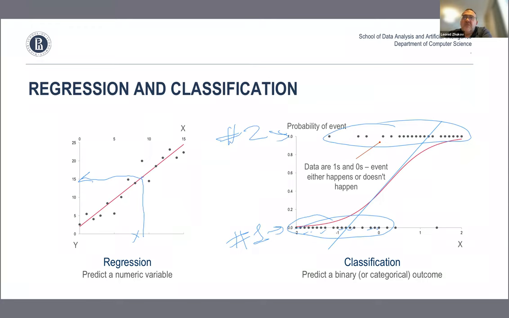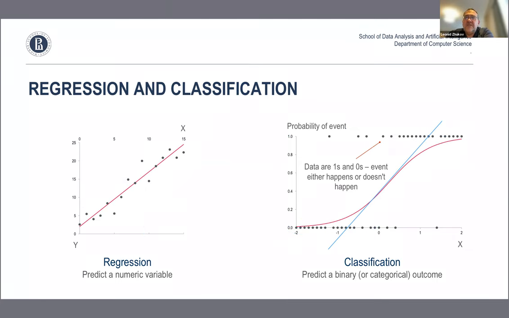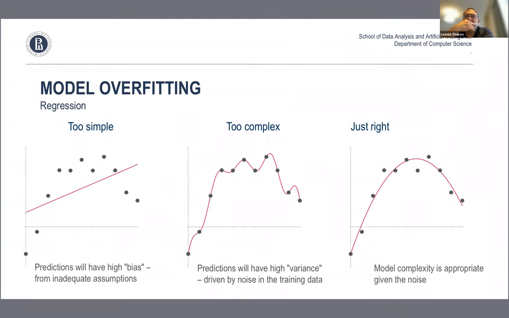We could do a very simple regression, but that doesn't make a lot of sense. So we can try to match this distribution of points with some curve, which is shown here in red. And this is actually a curve called logistic regression. Again, these are just quick examples so you would get familiar with the terminology and where and how it is used.